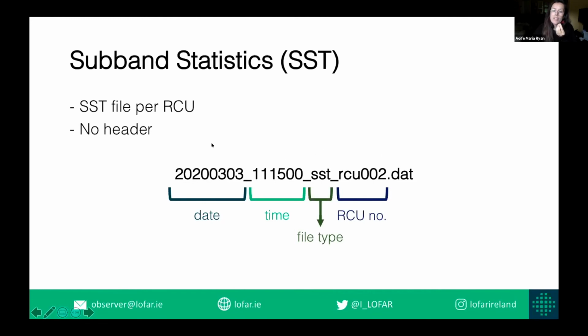So you can see here, the date is the first bit of information you get. The time is the second bit. The file type, so in this case, SST, subband statistics. And then the last one is the RCU number. Each one of your RCUs is numbered, and we know what number antenna is connected to what number RCU, so you can figure out what antenna is giving you this data file.